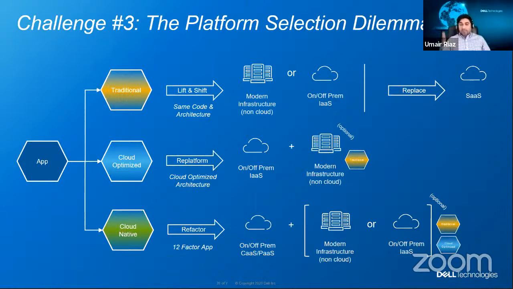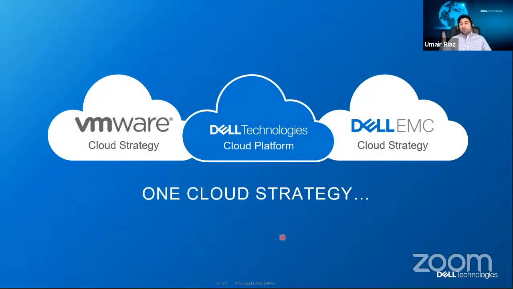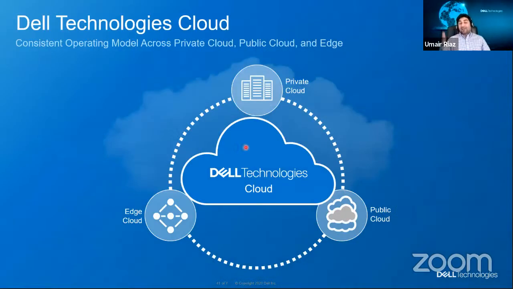So what Dell Technologies is doing is that, as Dell Technologies, we have a sister company called VMware, which is part of Dell Technologies, and we have Dell EMC. Initially, there were two separate independent cloud strategies that we were doing. So what we're trying to do now is accelerate by providing our customers a unified cloud strategy and deliver a unified cloud solution. And that cloud solution is known as Dell Technologies Cloud.